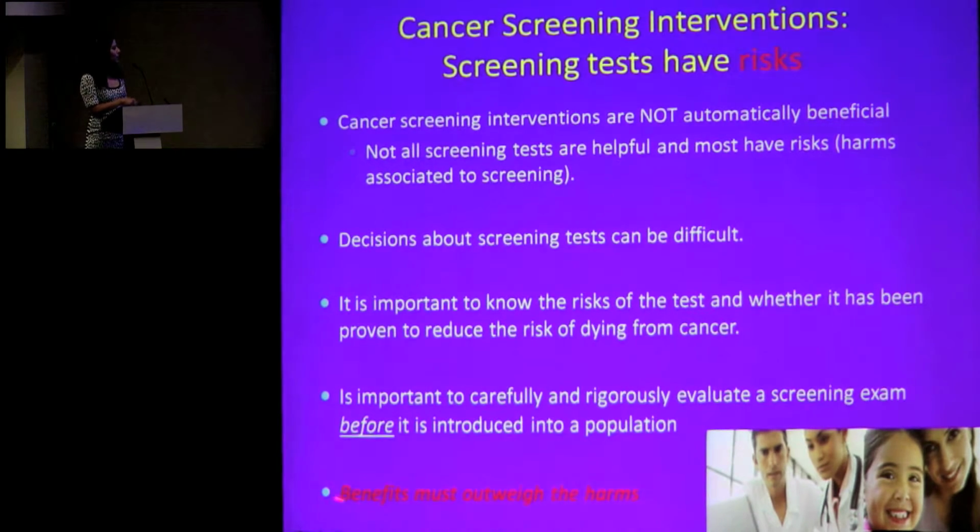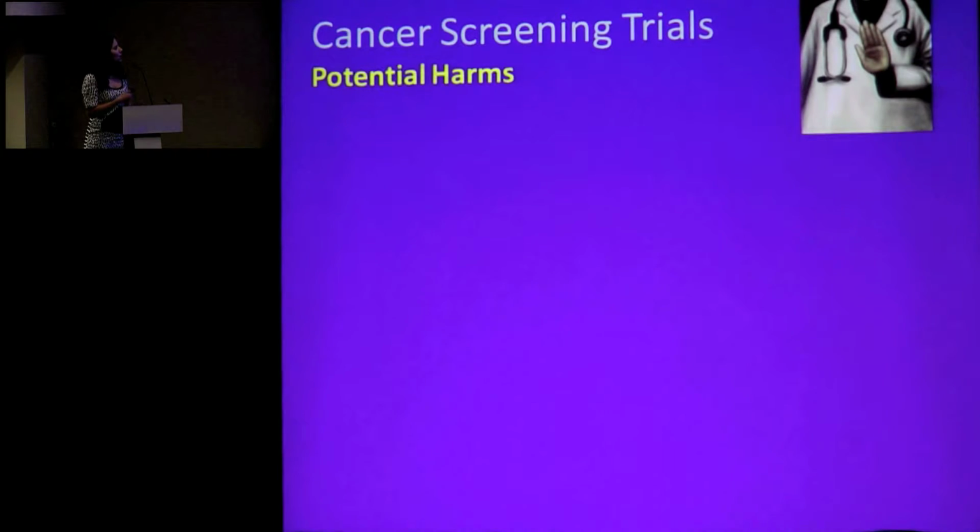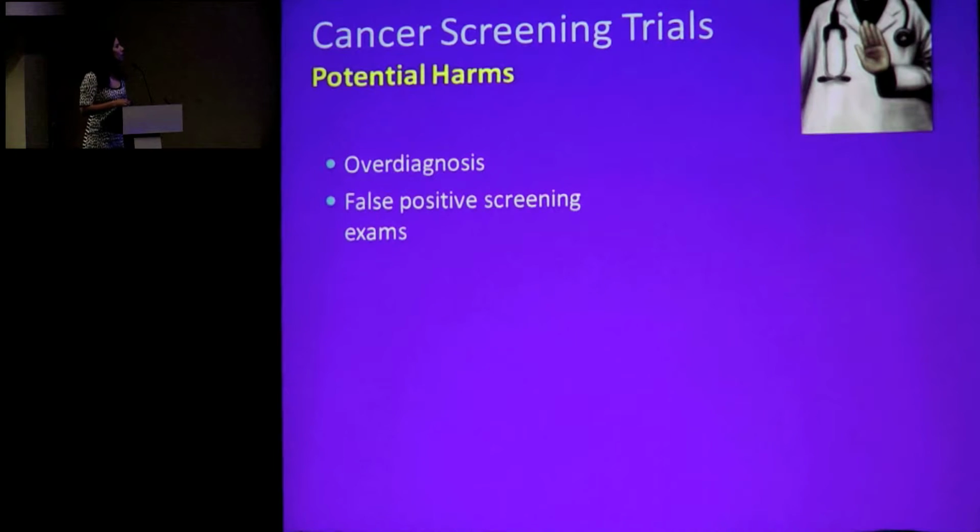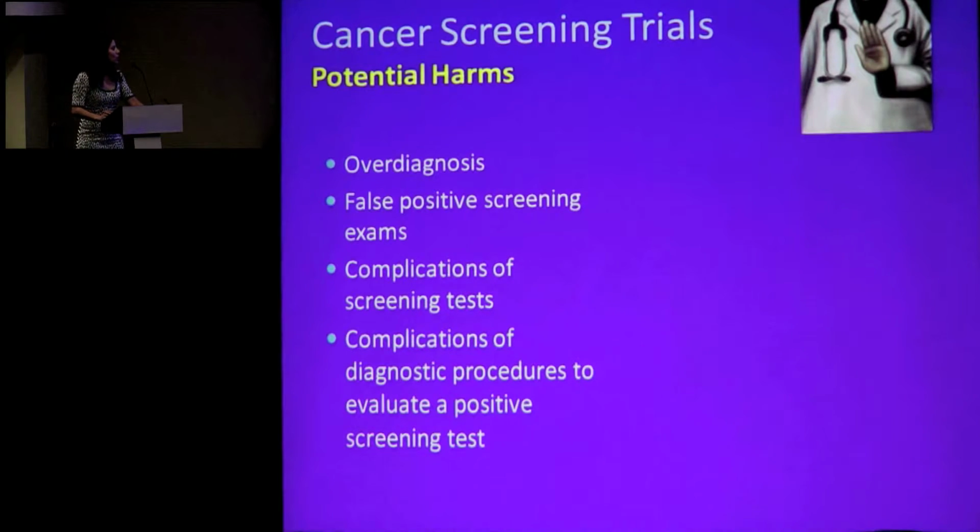And it is very important that the benefits must outweigh the harms in any kind of public health intervention we do at the population level. So what are some potential harms of cancer screening trials? Overdiagnosis, false positive screening exams, complications of screening tests, complications of diagnostic procedures to evaluate a positive screening test.